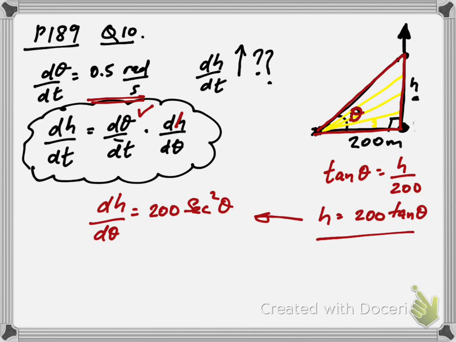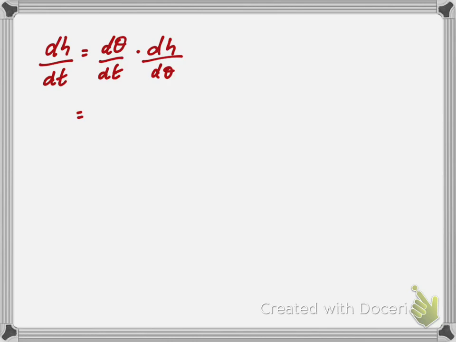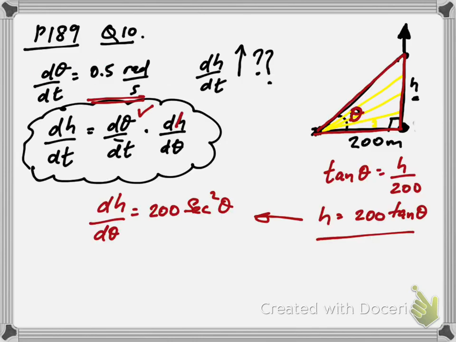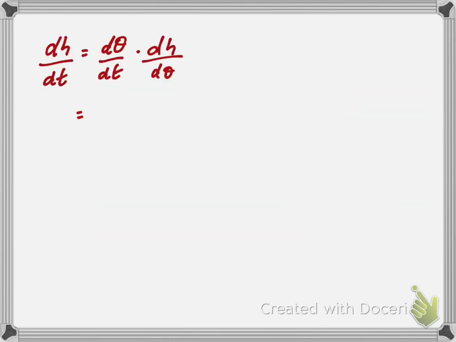Okay, cool. All right. So now all we've got to do is substitute in the formula. So let's write the formula down on the next page. It's quite messy here. So dh over dt equals d theta over dt times dh over d theta. So let's go back and check. d theta over dt is 0.5. Let's substitute. Let's just use a different color now.